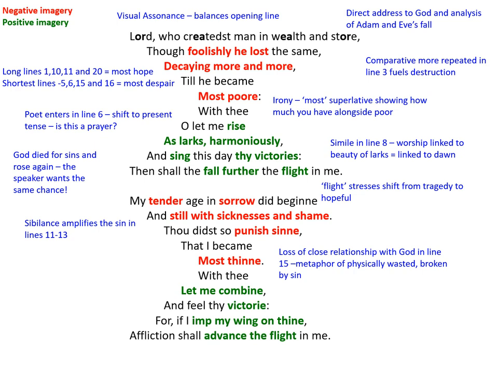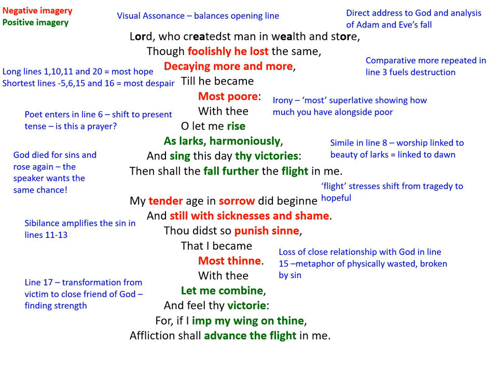Line 17. It's about victory. It's about "let me combine." He moves from being a victim to the close friend of God. He's finding his strength. He's engaging with that. And then the penultimate line takes us somewhere totally different. "For if I imp my wing on thine," I hear you.